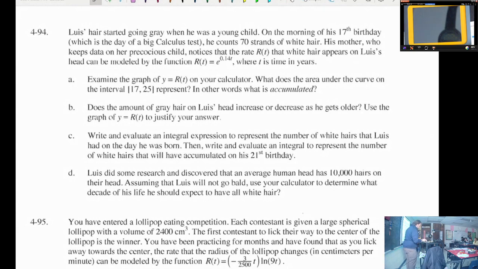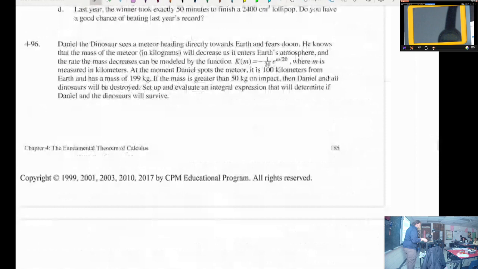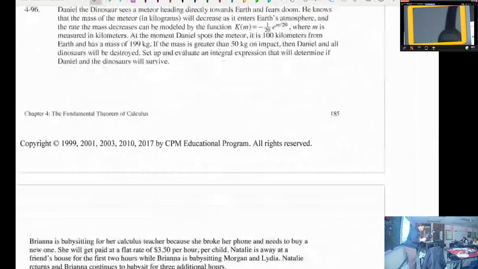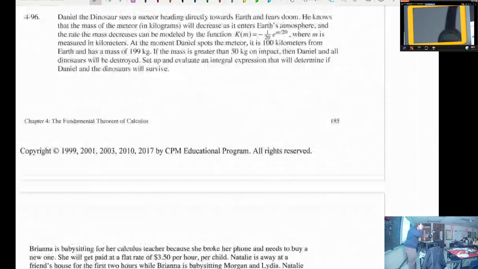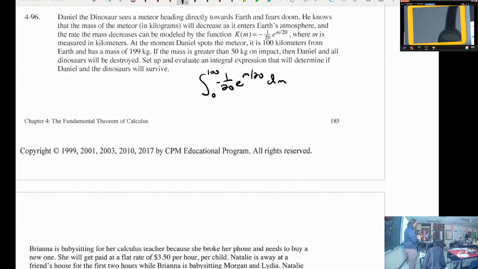It's so slow. Oh yeah, it takes forever to graph. So, oh, I can throw it there. This is what mine looked like when I got it.